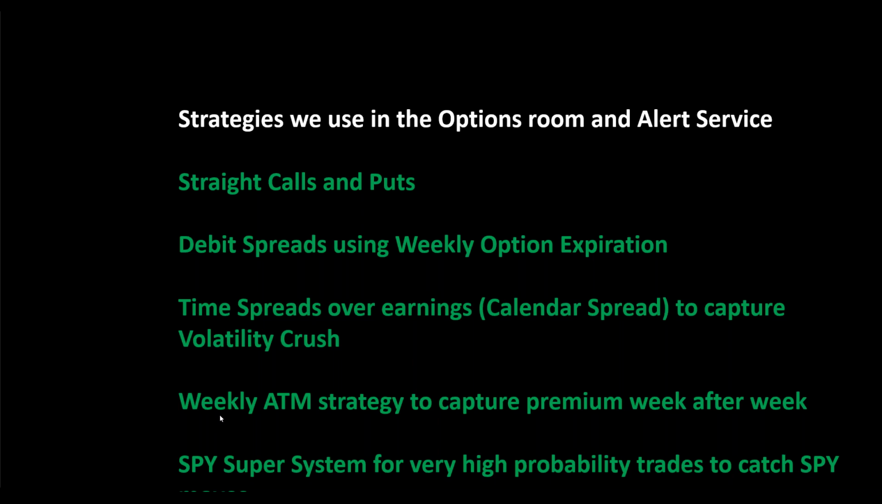We also have something called a weekly ATM strategy to capture premium week after week. This is a trade where we use pretty much at-the-money puts, and we sell them weekly. We sell weekly puts against a stock that we like. Stock selection is critical. But we sell weekly puts against that stock, and then we have a long put, a long dated put, way further out in time, sometimes 6 weeks, 8 weeks, 10 weeks out, and that allows us on a stock that's neutral to bullish to just keep selling these puts every single week and just keep bringing in premium week after week.